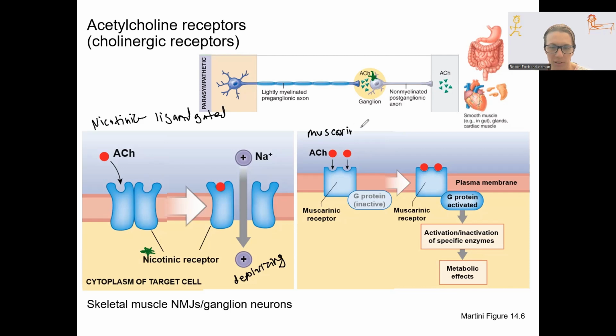Muscarinic receptors are G protein coupled. Same messenger, different result. And these are located on the viscera or whatever target organs themselves. Okay, so that's the last point there, on the visceral effectors. So two types.